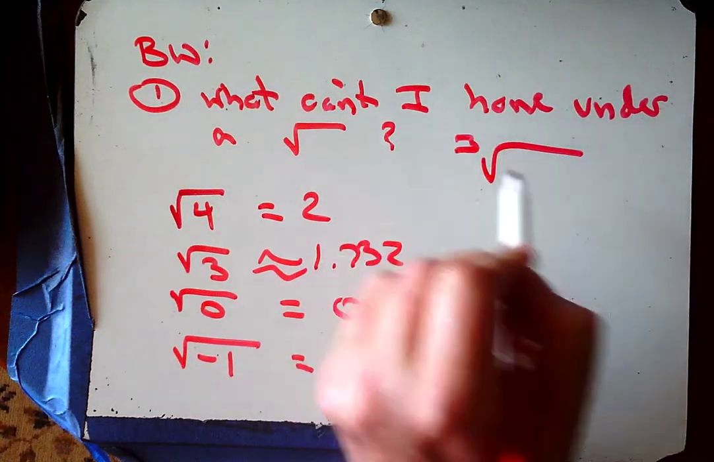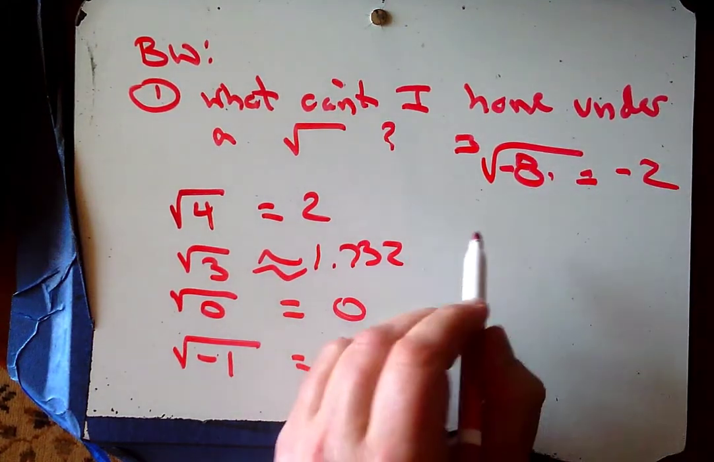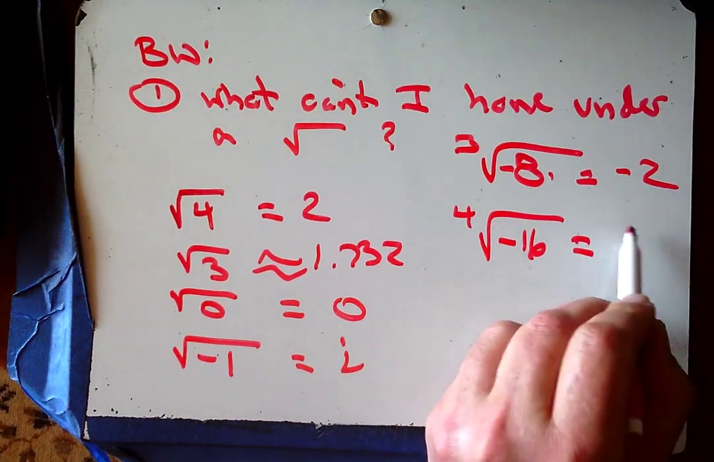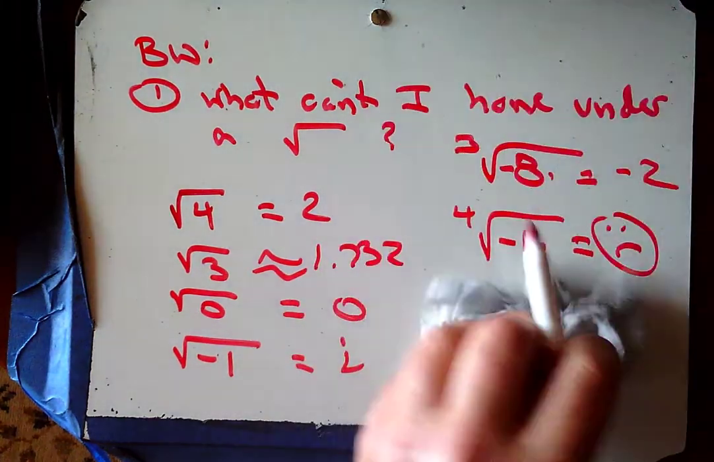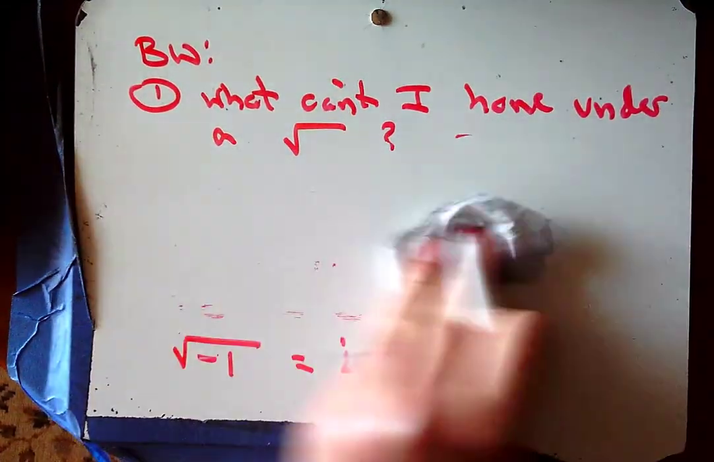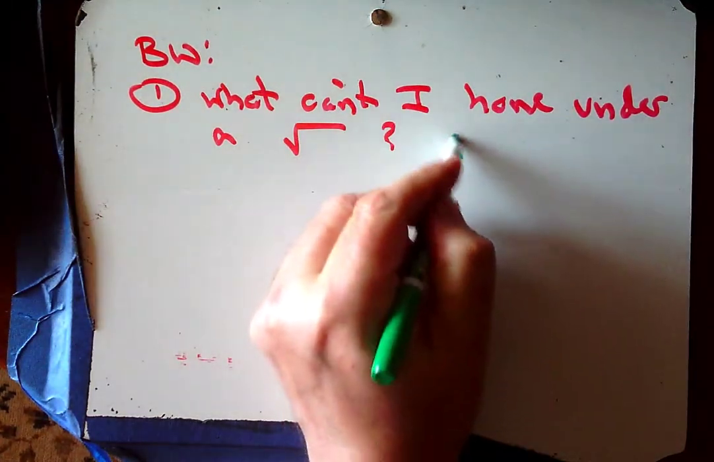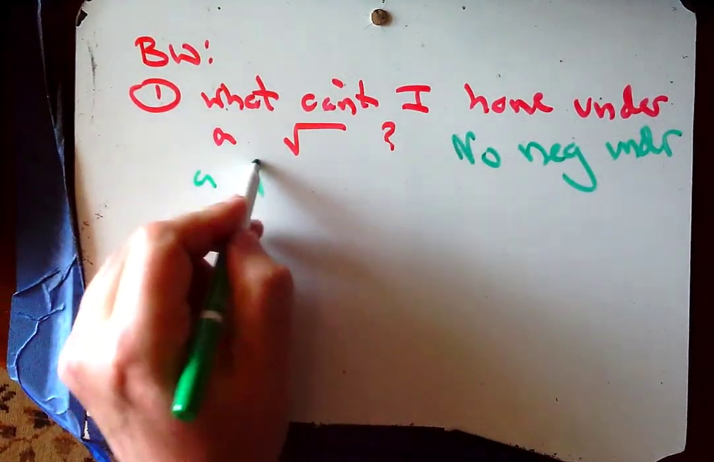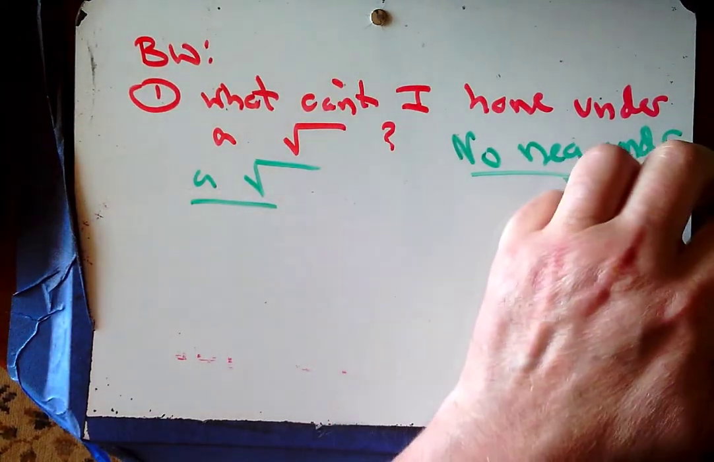Now, if we had a cube root with a negative under it, that's no problem. But a fourth root with a negative under it, that's going to be imaginary again. So what can't we have under even index radicals? We can't have a negative. No negatives under a square root. Okay, that's going to be important today. Next.